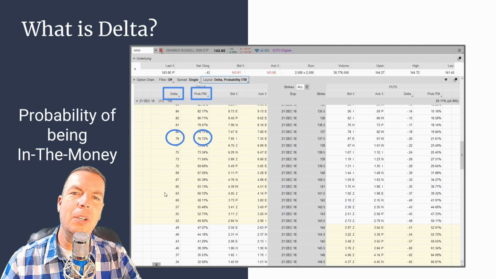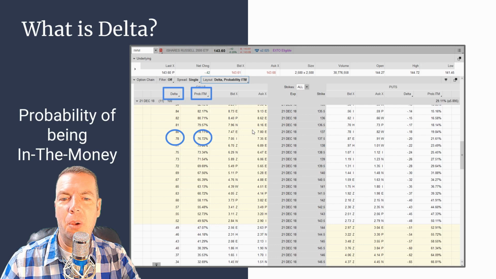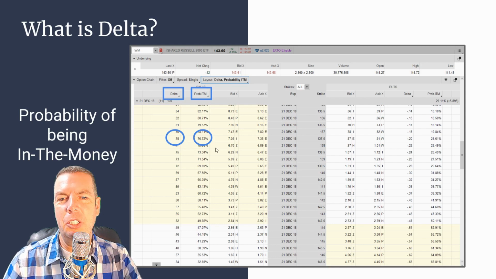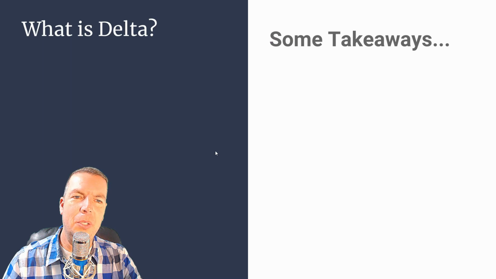So if you don't have this column in your platform, you can use the delta column to help you know what options to buy or to sell, and you could use that as the probabilities column as well. So if you wanted to know what the probability of that option being in the money at expiration was, you could use delta as well to do so.